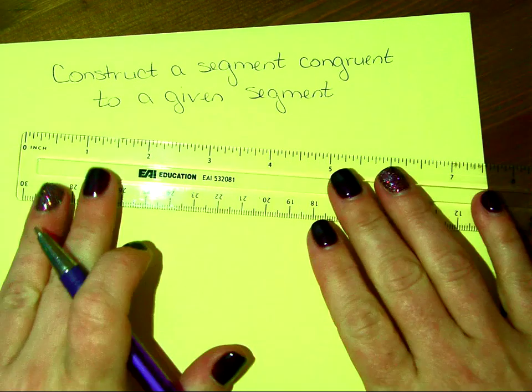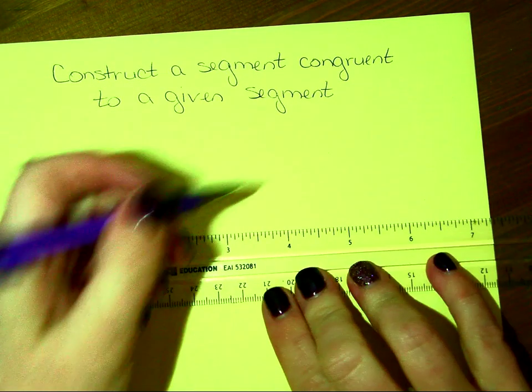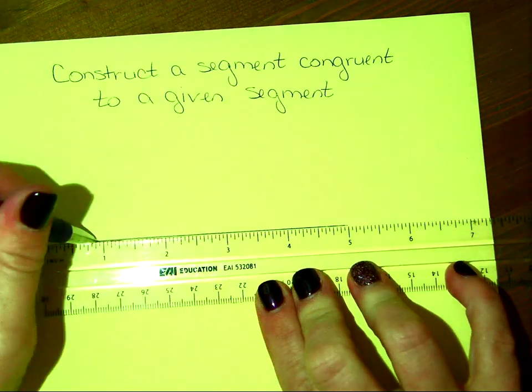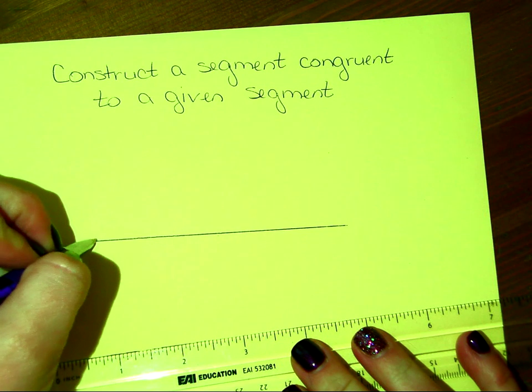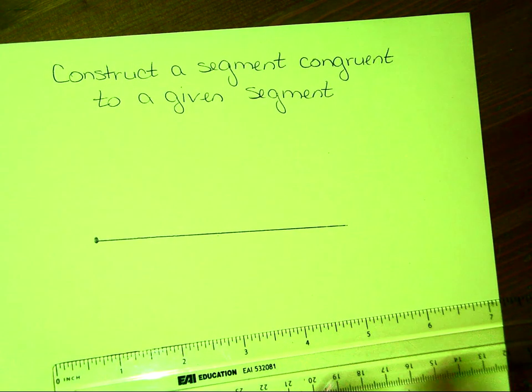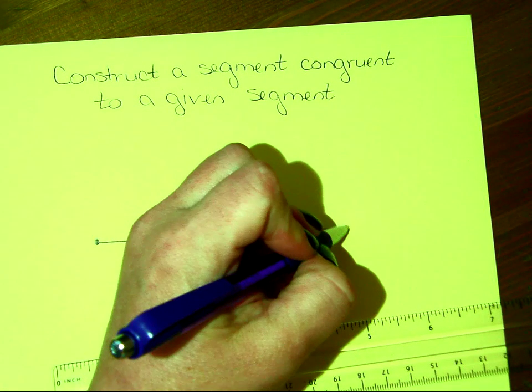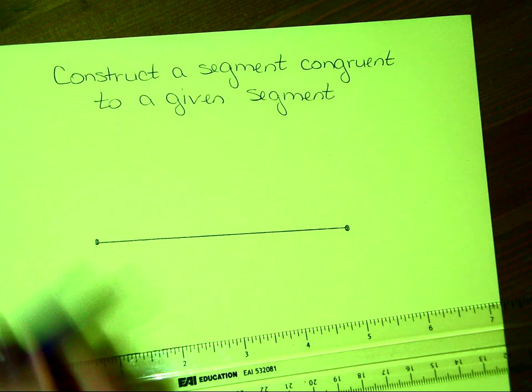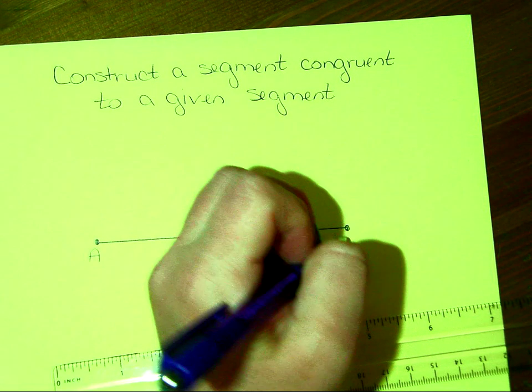Okay, your first step is to draw a segment of any length. My suggestion is to always use a pencil. I am going to use a pen so that it shows up in the video a little clearer. In my segment, I am going to give the endpoints names. In this case, I'm going to name it AB.